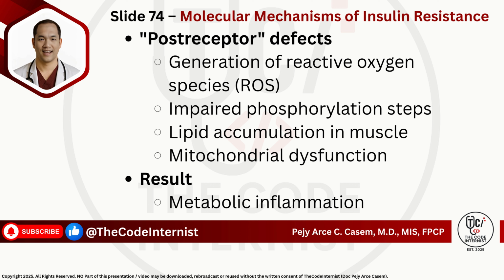The real trouble happens after insulin binds to its receptor, what we call post-receptor defects. Inside the cells, something's off with how the signals are passed along. Muscle cells get filled with fatty molecules, damaging their energy factories, the mitochondria, and producing harmful free radicals, which trigger inflammation and worsen insulin resistance.